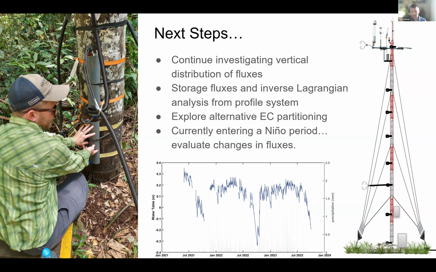And then lastly, a lot of the data we've shown here have been collected largely during La Niña periods, and this area is forecasted to go into an El Niño, so drier, hotter conditions moving forward. And this figure down here at the bottom is our water table updated as of this Monday. You can see that right now we're entering another one of these dry periods, which should really help to expand our data set to gain a better handle on what's happening here.